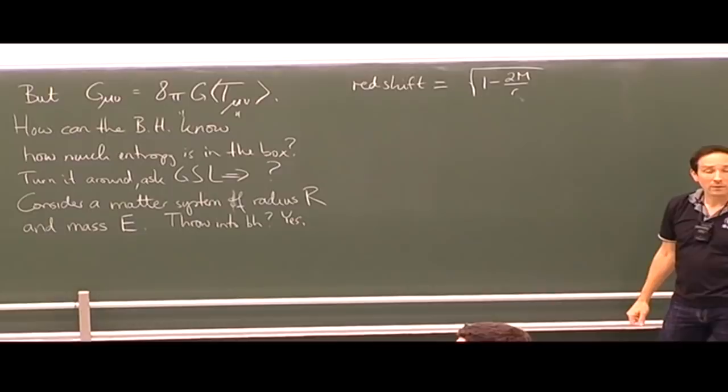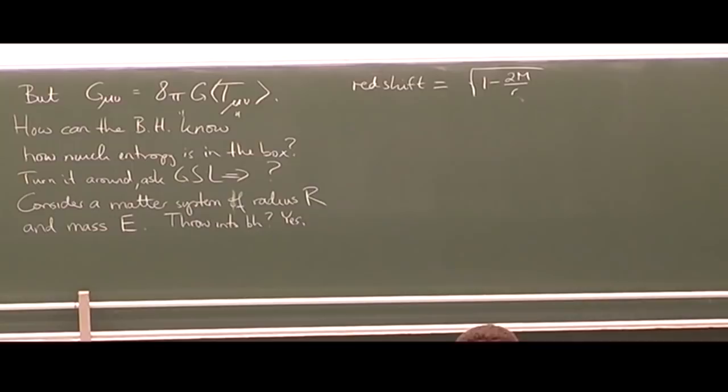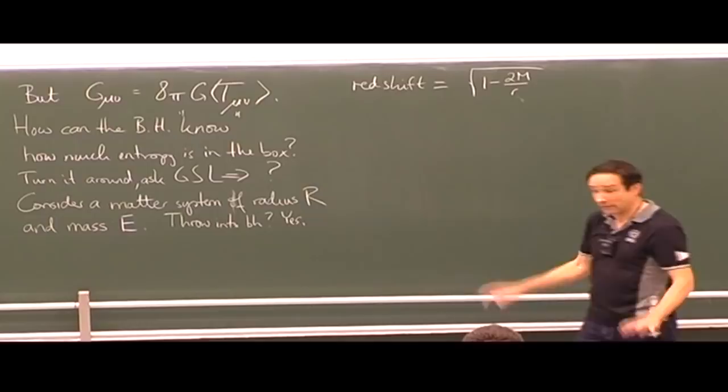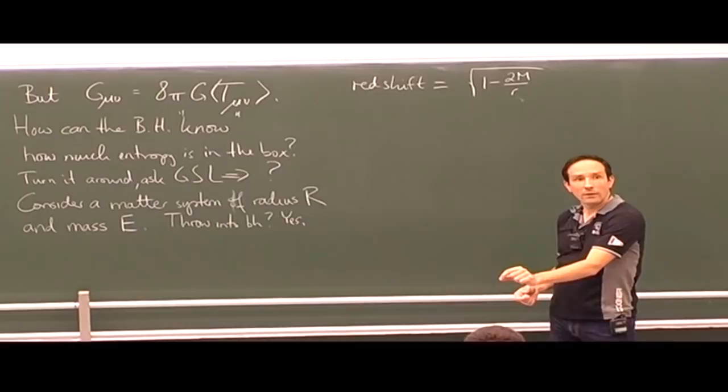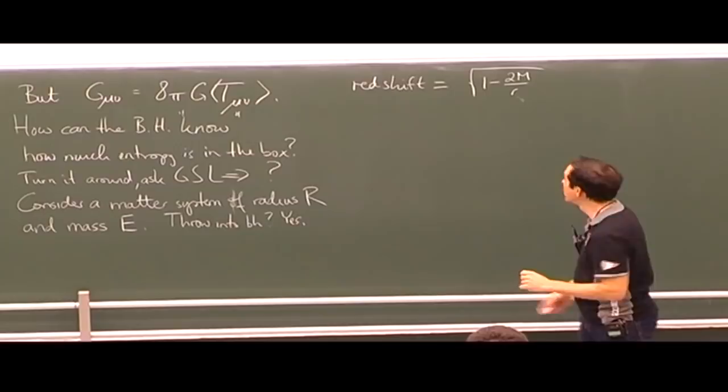Okay. So now it seems like we've hit upon a really good way to add matter to a black hole without increasing the black hole mass and therefore not increasing the black hole area. We simply lower the matter system, extracting work from it all the while, until it's just right at the black hole event horizon. And then we can drop it in without increasing the mass of the black hole. So that's the idea, and then we would have violated the generalized second law.